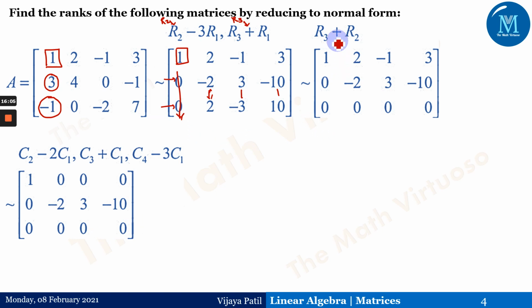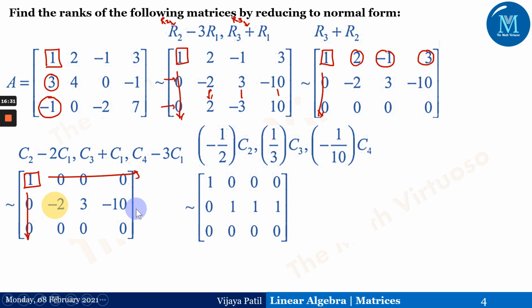As I have told you here, this 2 minus 3 and 10 need to be equal to 0. That can be done here: C2 minus 2 times C1, C3 plus C1, and C4 minus 3 times C1. So that can be done here by using this, and you will be getting this is 1 here. Next 0. Below is also 0.